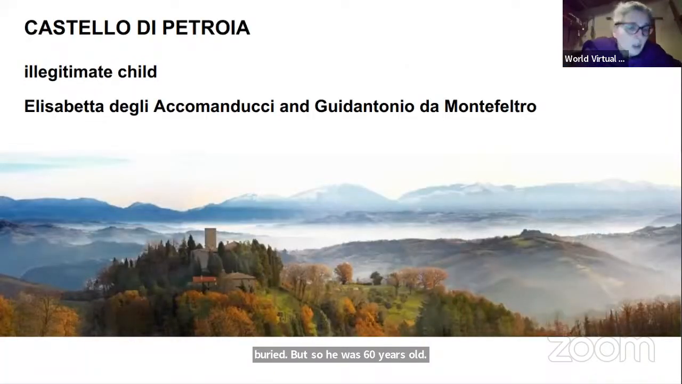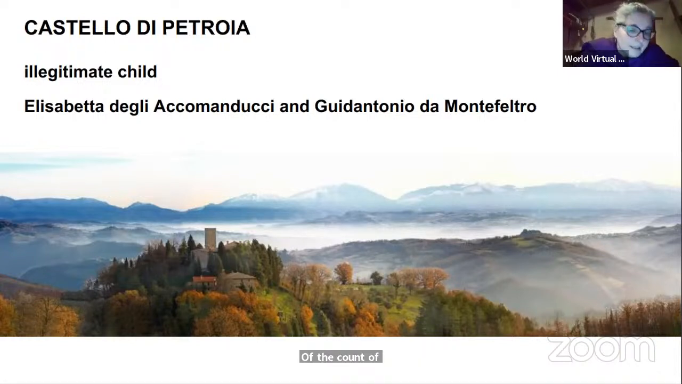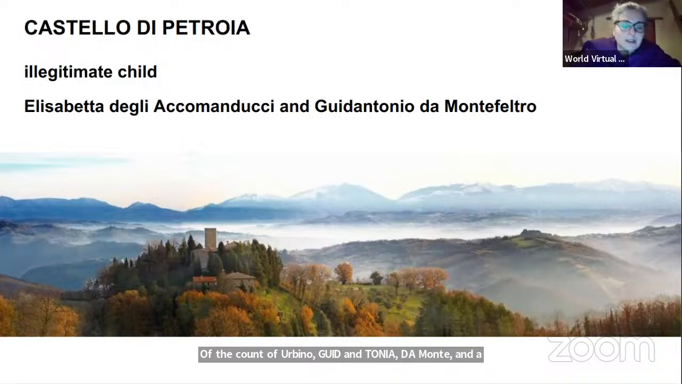He was born in Gubbio, just outside of the town. There is a castle, the Castello di Petroia. According to the official biography that was written in his days, he was born in this castle, the Castello di Petroia, as an illegitimate child of the Count of Urbino, Guidantonio da Montefeltro, and a lady, Elisabetta degli Accomanducci. So that's one version, that he was the illegitimate child of the Count.